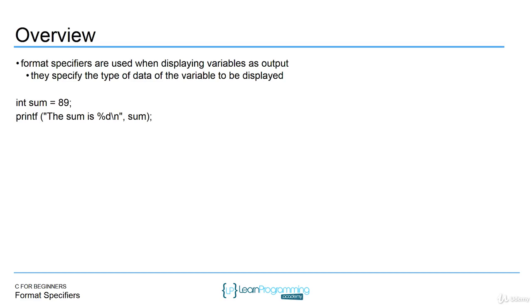For example, if you declare an integer named sum and it's equal to 89 and you want to display that variable sum, you would use the printf function, and it looks kind of weird, right? The thing that you should really notice in this printf is there's a % symbol. That's how you're going to be able to identify a format specifier. Format specifiers are exactly what the name implies: they specify the format of data, basically how something should be formatted or displayed.